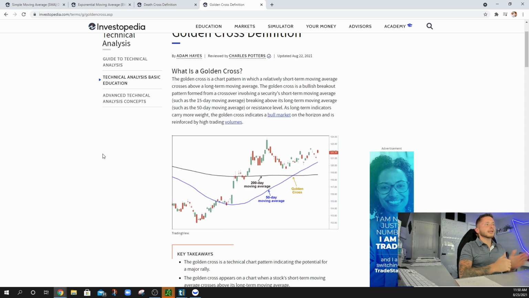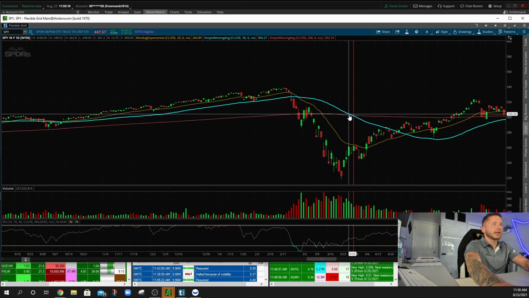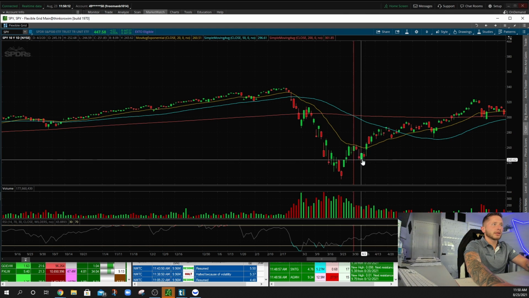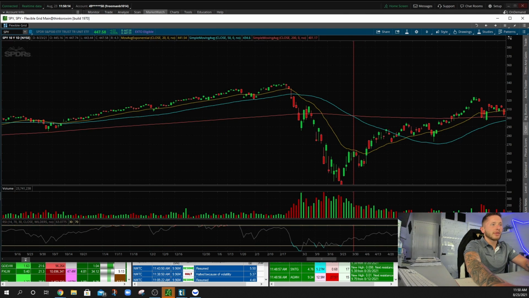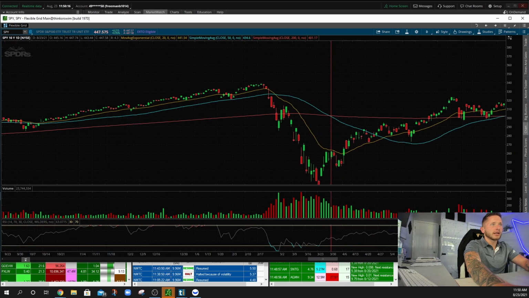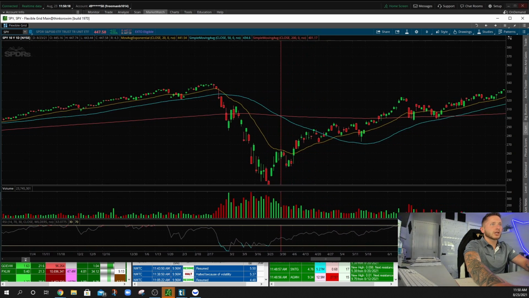So the death cross is the 50-day crossing below. The golden cross is the 50-day crossing above. And we can go back here and look at the SPY, right? So we saw the death cross. Nothing happened. It actually grinded higher. And then we come into where we see the 50 crossing the 200. And that's called a golden cross.